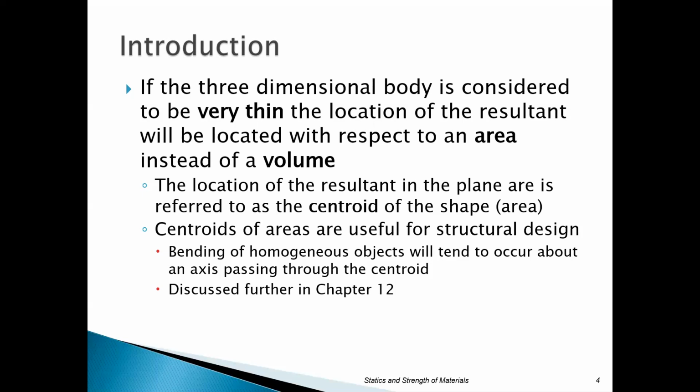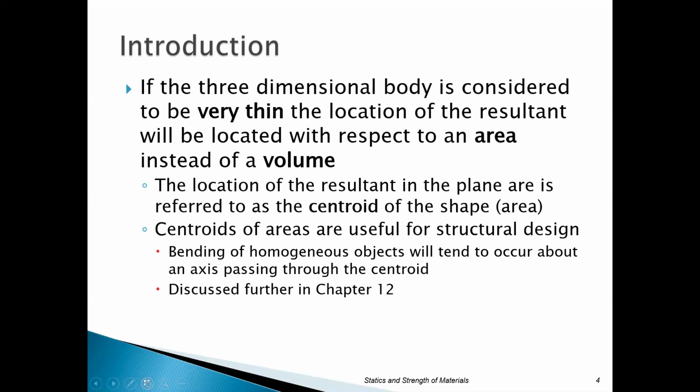Okay, and each shape would have its own centroid location. The centroid location is basically an x and a y value, as we'll see. And that's what we're going to be after, solving where the centroid of that area is. So I'll give you a picture here in a sec, but centroids of areas are going to be extremely important for structural design, and we're going to see how this comes into play. When we talk about what we call bending of objects, you're going to see that the centroid typically passes through that axis, and they typically call that a neutral axis.